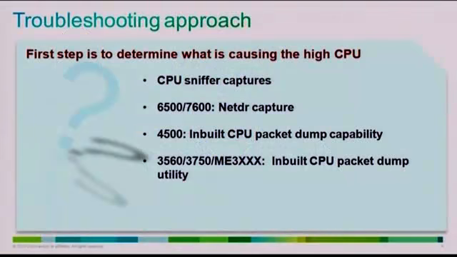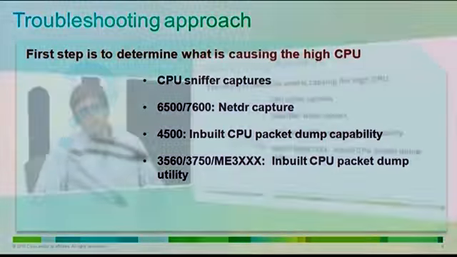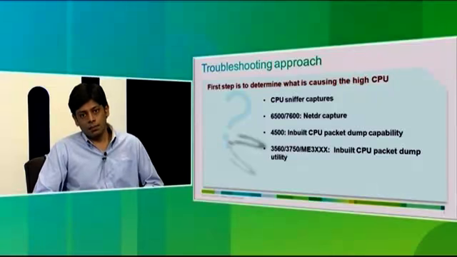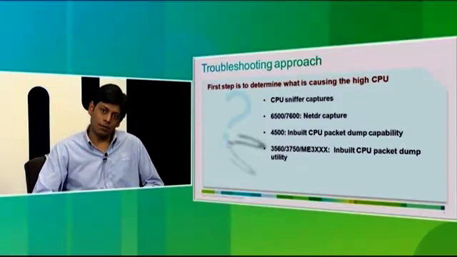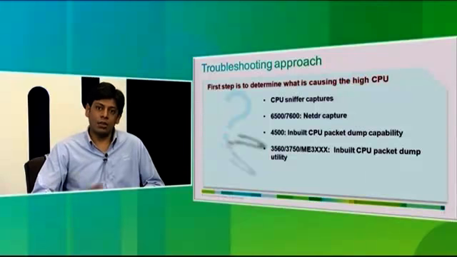Okay, moving on. Now let's talk about a systematic troubleshooting approach that we can follow, which can give us a quick resolution to the problem of high CPU. So the first thing that we always want to figure out is what kind of traffic is going to the CPU. Now there are a few things that we have at our disposal which we can use to quickly figure out the same. The first thing is, if the platform on which we are seeing the high CPU supports sniffing of the CPU itself, then we can connect a Wireshark or an Ethereal machine to the device and quickly capture the packets that are going to the CPU.